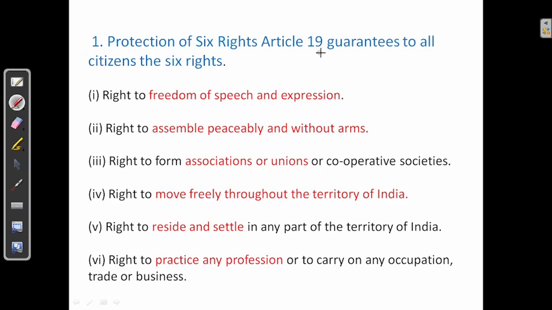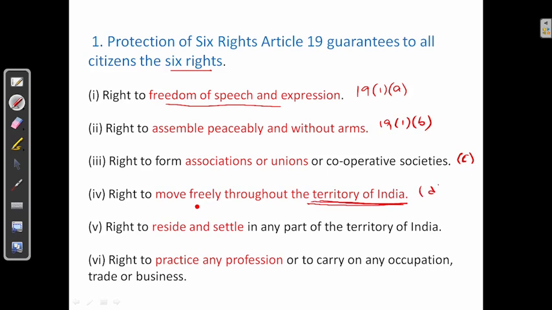First, protection of six rights. Article 19 guarantees to all citizens six rights. What are they? Right to freedom of speech and expression, that is 19(1) clause A. Right to assemble peacefully and without arms, clause B. Right to form associations or unions or cooperative societies, 19(1) clause C. Right to move freely throughout the territory of India. Not only the Union of India but throughout the territory of India, that is clause D.